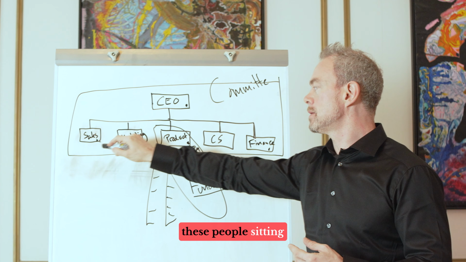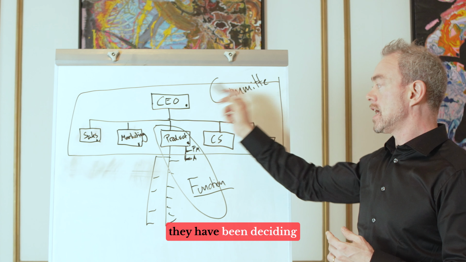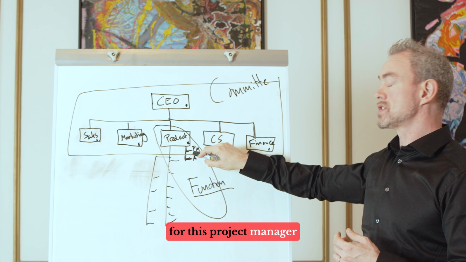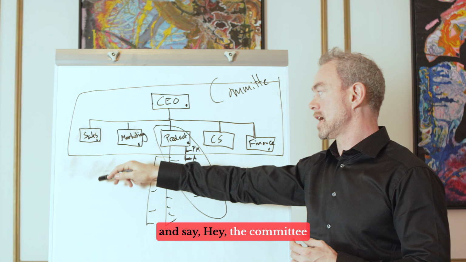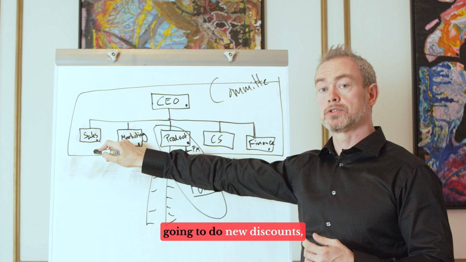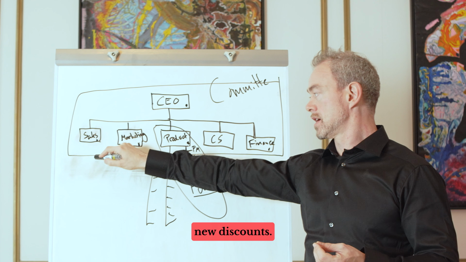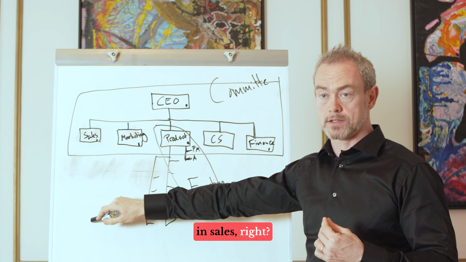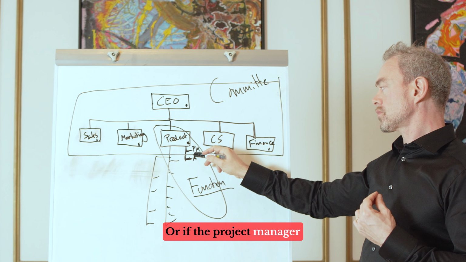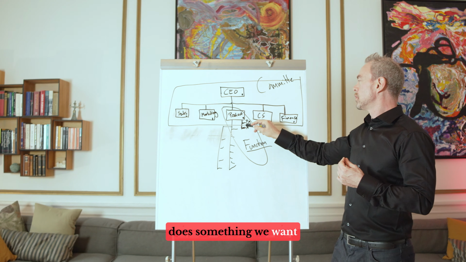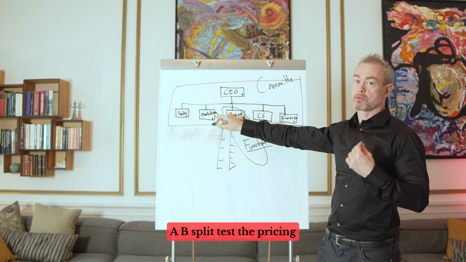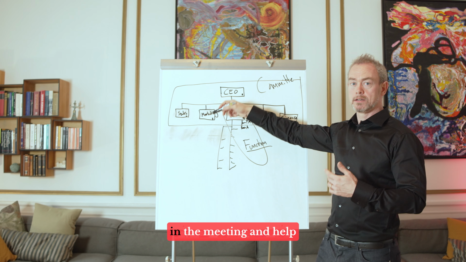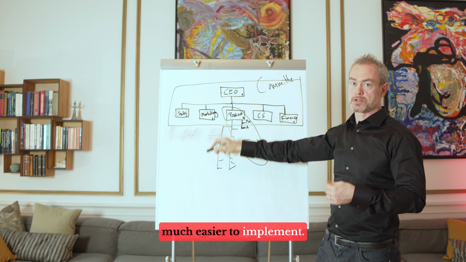And because you have these people sitting in the committee and they have been deciding on what to do, it becomes much easier for this project manager to then go into sales and say, hey, the committee just decided that we're going to do new discounts. And because the VP sales was in that meeting and he agreed, then it becomes much easier to implement in sales, right? Or if the project manager wants to track something, or we A/B split test a pricing page or whatever it is, then we can go to marketing, and because the VP marketing was already in the meeting and helped decide it, then it becomes much easier to implement.